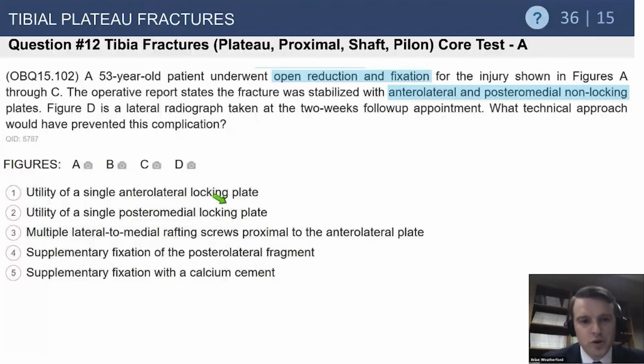Okay, 53-year-old patient, open reduction internal fixation, injury shown in figures A through C.